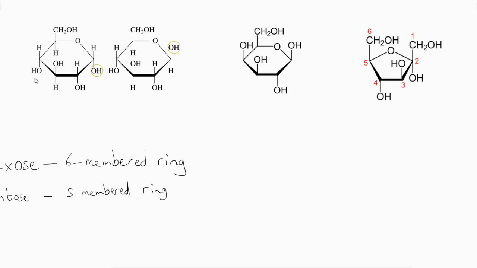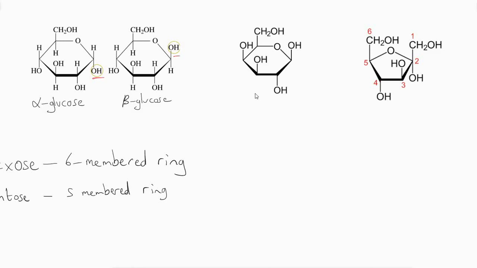The first hexose shown here is called alpha glucose. The second one is called beta glucose. Alpha glucose and beta glucose are isomers, and you can see the difference here in the position of the OH group. In alpha glucose, the OH group is pointing downwards. In beta glucose, the OH group is pointing upwards.